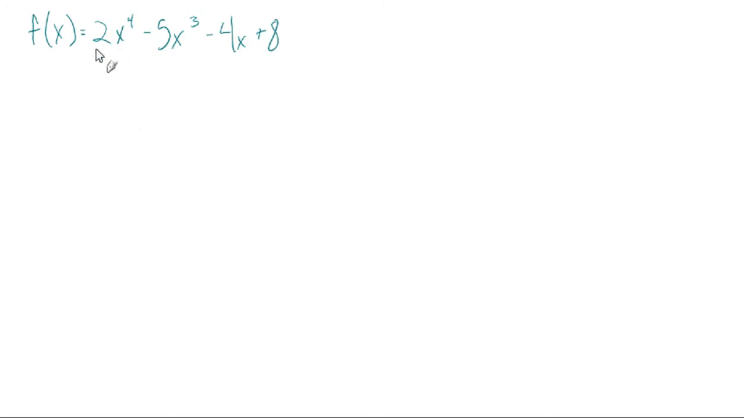So this is a polynomial. You'll have these little numbers out in front that you're multiplying by. Those are called the coefficients of each. The coefficient of x to the 3rd is -5, and so on. So there you go. There's a polynomial.